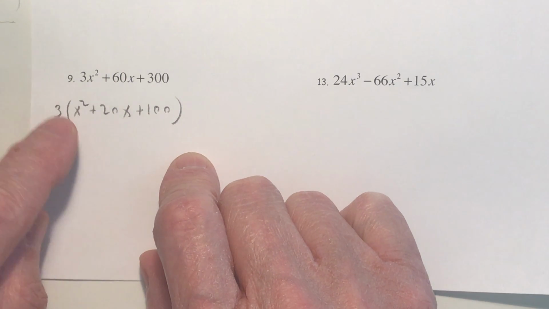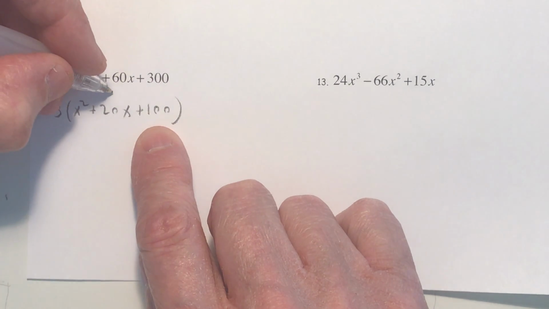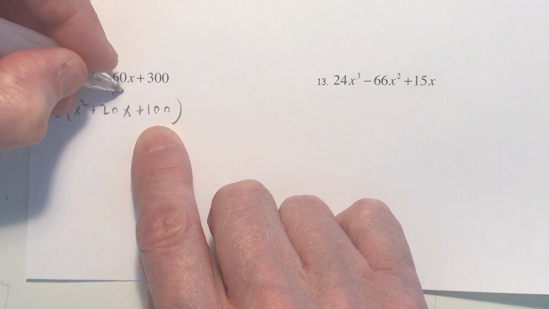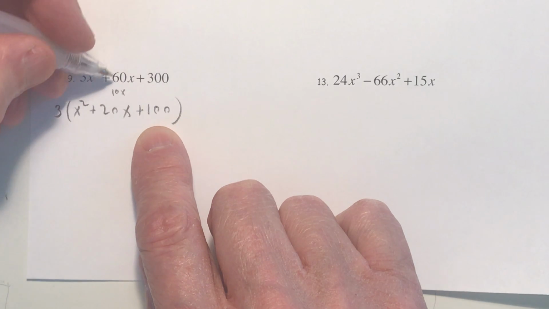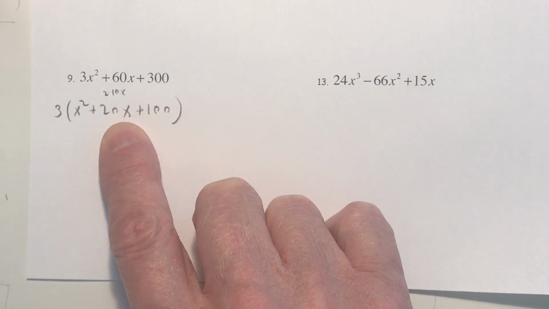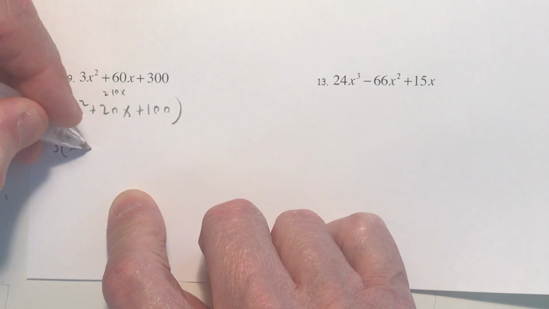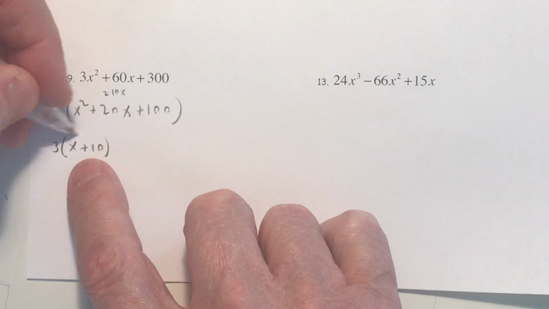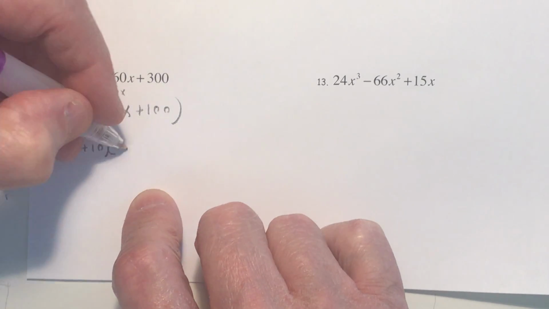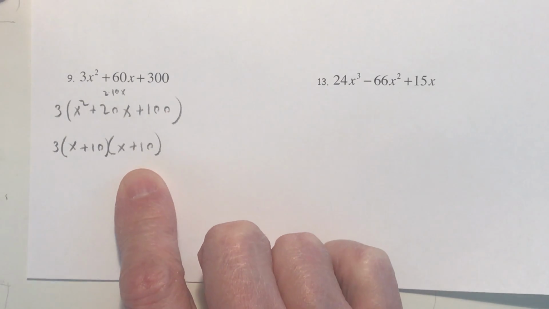Or I could look at it as that's the square of x, that's the square of 10. And if you do 10 times x, you get 10x, and if you double it, you do get exactly 20x. So I could also see this as a perfect square trinomial. Either way, the answer is the same. It's 3 times, I could write x plus 10 squared, but I'll write it out x plus 10, x plus 10. Same factor appears twice.